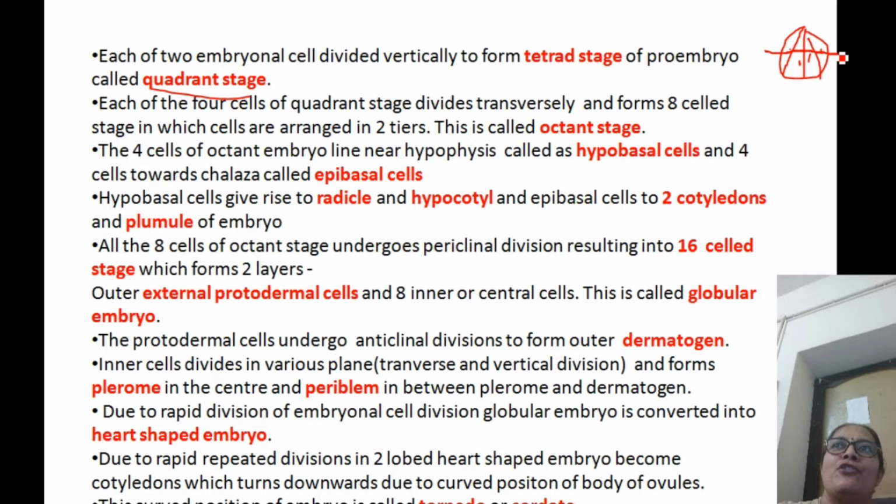Transversely and forms two tiers. This is one tier, this is second tier. Two tiers, and this stage is resulted into 8-celled stage called octant stage.